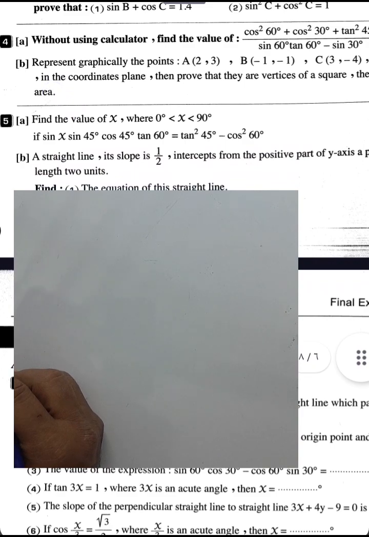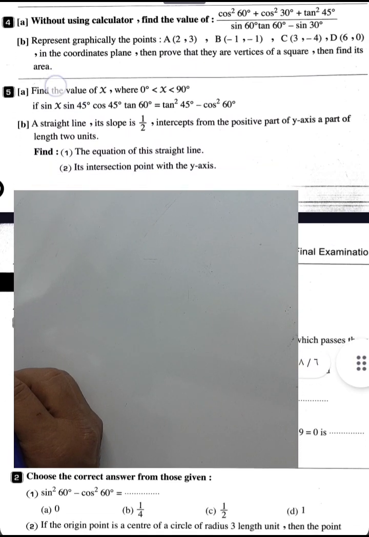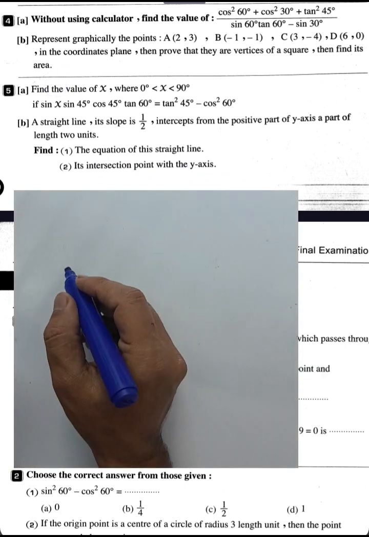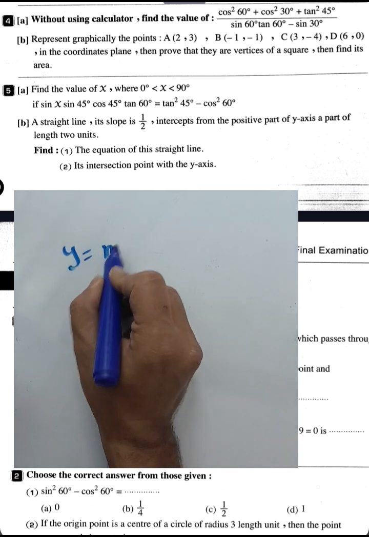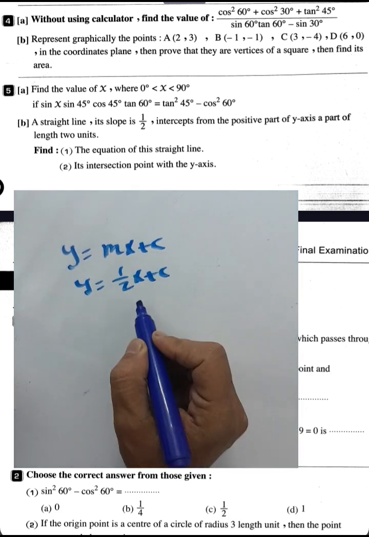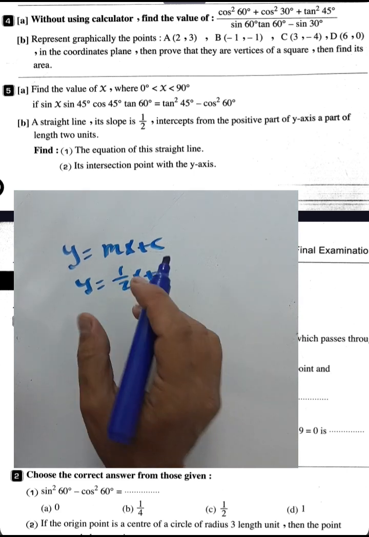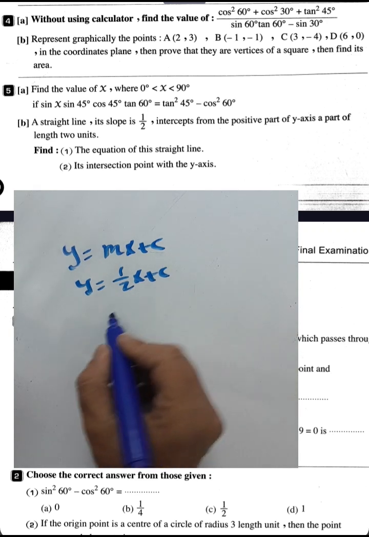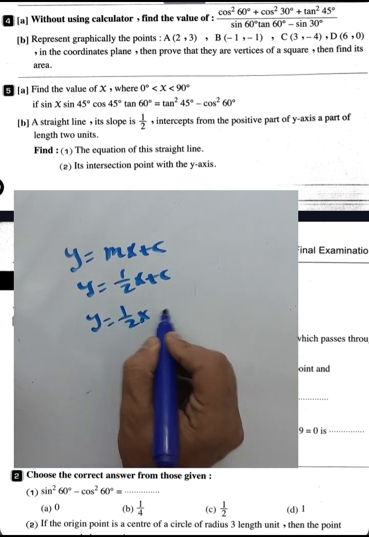Next example, letter B. A straight line, its slope is half. We can write the equation y equals mx plus constant. Slope here is half, x plus constant. And the intercept is on the positive part of the y-axis, 2 lengths. Then c will be 2. Then the equation will be y equals half x plus 2.